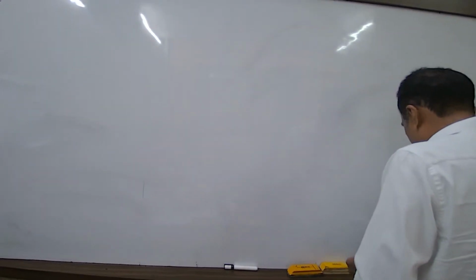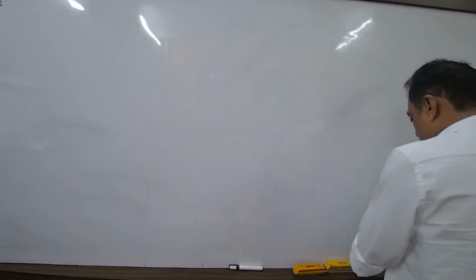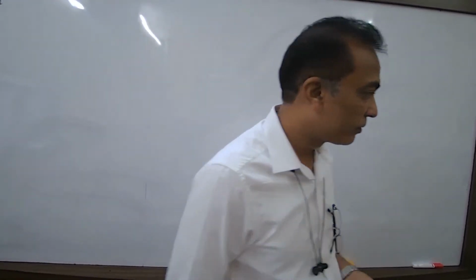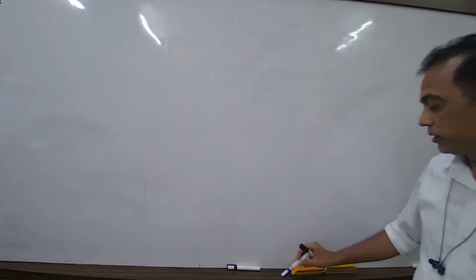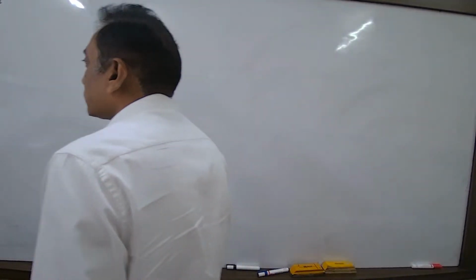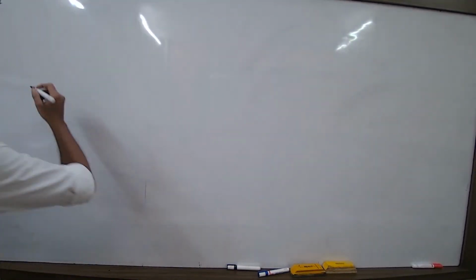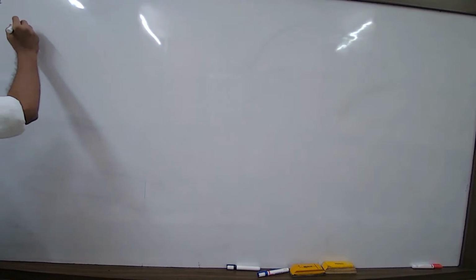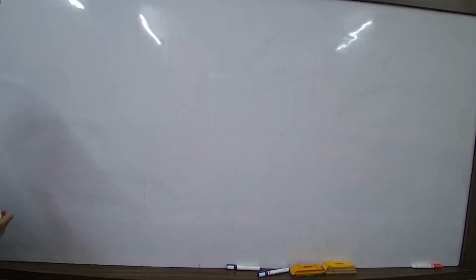Where is the other marker? Is there any blue marker? Okay. Let's start with uniform circular motion. Right. See, this is what happens.